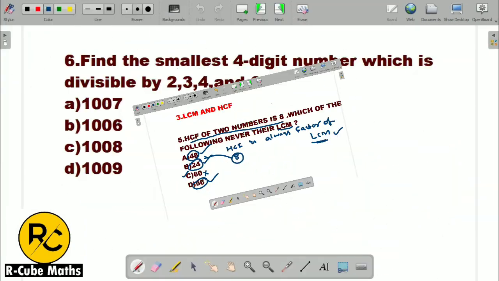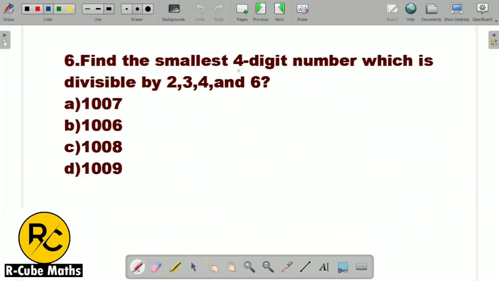Right, next question. Find the smallest 4-digit number which is divisible by 2, 3, 4 and 6. So remember one thing here.